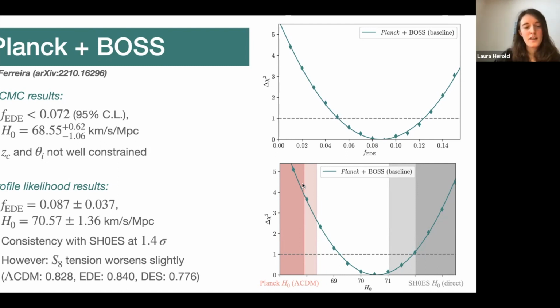However, we also find what previous analysis found. We find that within the EDE model, the S8 tension worsens slightly. So these here are the S8 best fits for lambda CDM. We find 0.828. This increases a little bit in the early dark energy model to 0.84 and worsens the tension with the DES measurement.